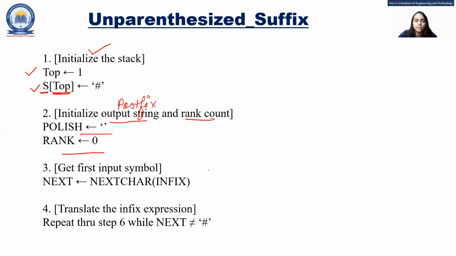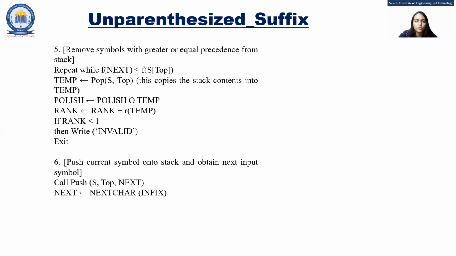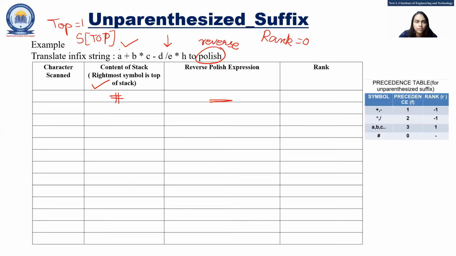Now let's see the third thing. We have to get the input symbol. So how can we get this? We are using the function called nextChar. This function will return the next character from this infix string. Given string is infix, and it will go to the next. Okay, so what is the next character, students? Here the first character is A. So first here we would have A, right?